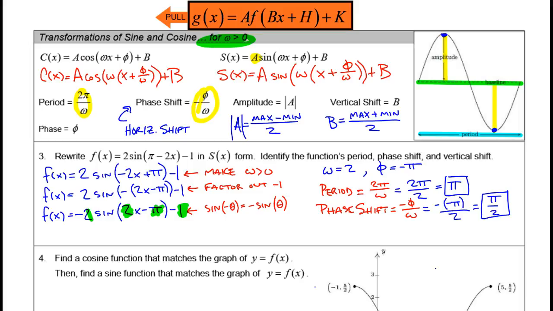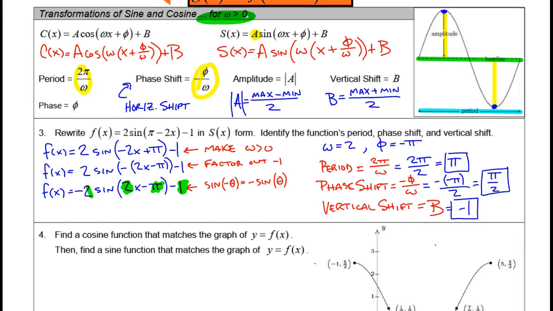Last but not least, let's take a look at vertical shift. Our vertical shift is equal to b, and that equals negative 1. So the midline of this function is not at y equals 0, it will be at y equals negative 1. It will be shifted down 1 unit. Well, that's it for example 3. Let's move on to example 4.